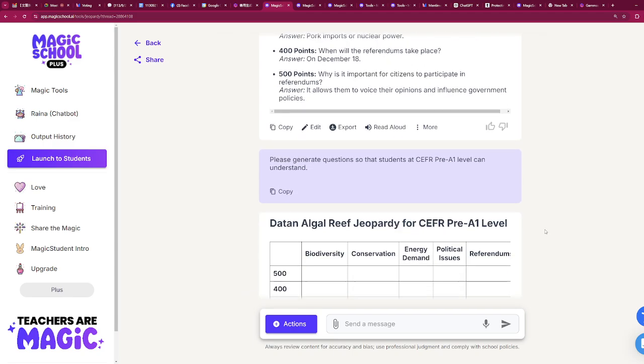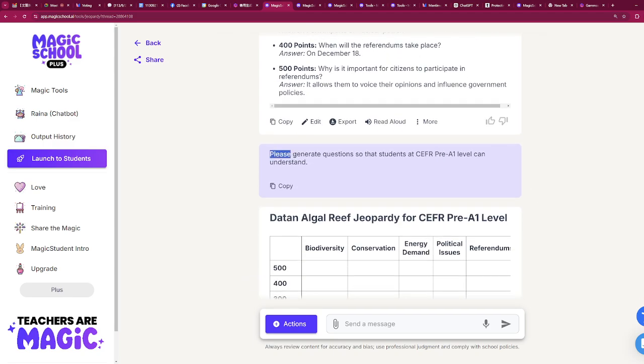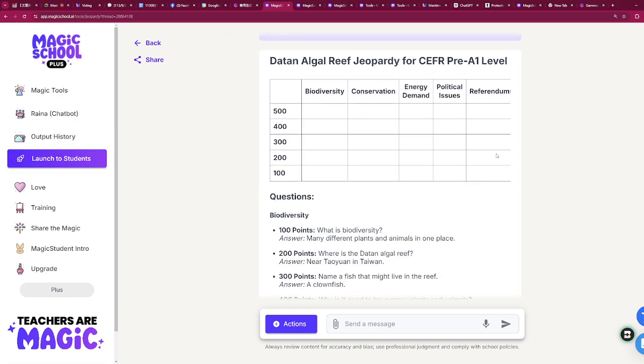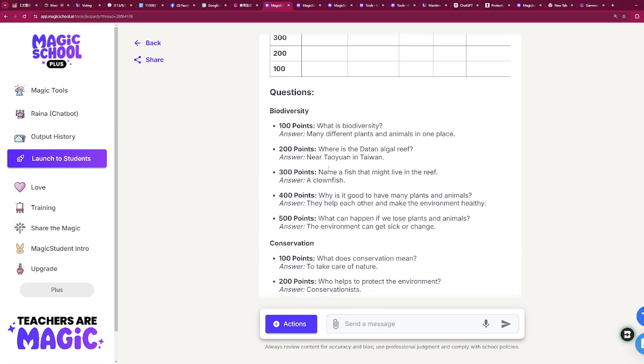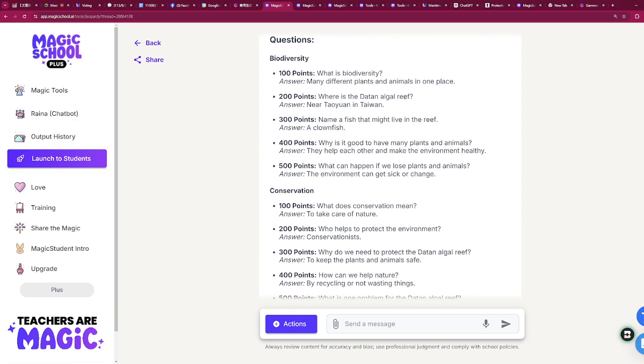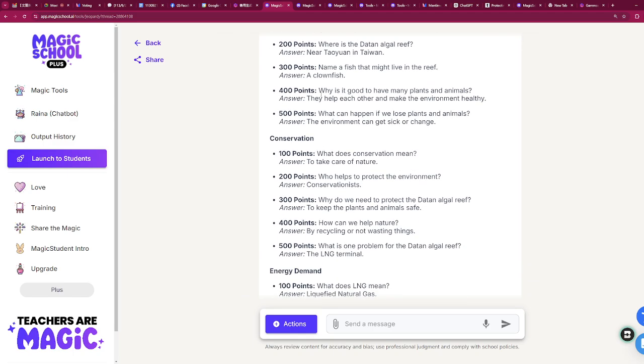So you see here, this is the prompt that we should all remember for our elementary school students, even for junior high school students. This is good. As you can see, it's much more simplified. What is biodiversity? Many different plants and animals in one place. Where is Datan Algal Reef? It's in Taoyuan in Taiwan. Name a fish that might live in the reef. Clownfish. Why is it good to have many plants and animals? They help each other and make the environment healthy.